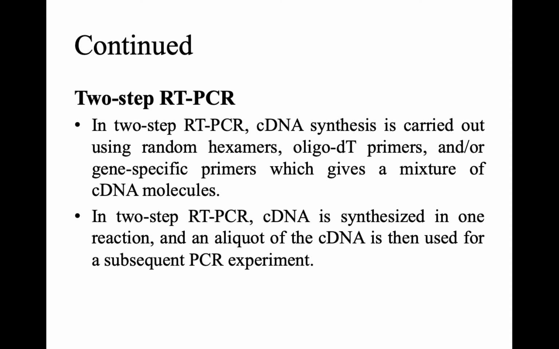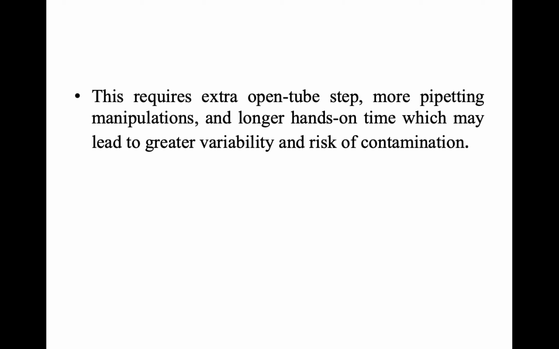And in the two-step process, the cDNA synthesis is carried out by using the random hexamers, oligo-dT primers, and the gene-specific primers, which give rise to a mixture of cDNA molecules. After the cDNA synthesis in the one reaction, an aliquot of this mixture will be transferred into the second tube, and in the second tube these cDNAs can be amplified. This extra step requires an extra open tube, more pipetting manipulation, and longer hands-on time, which may lead to greater variability, and the risk of contamination will also be greater.